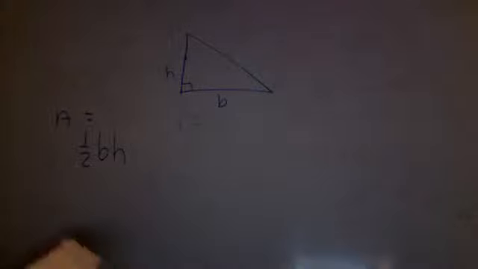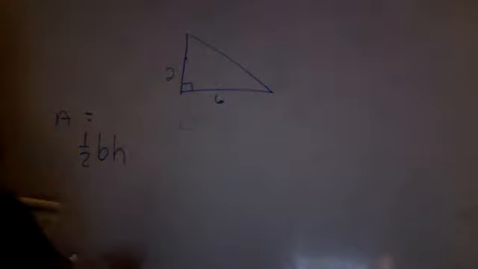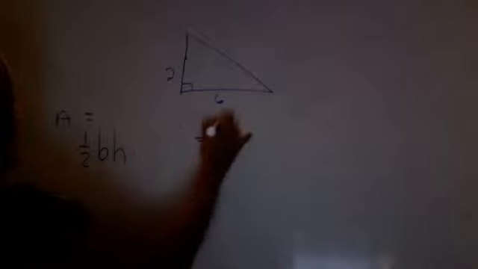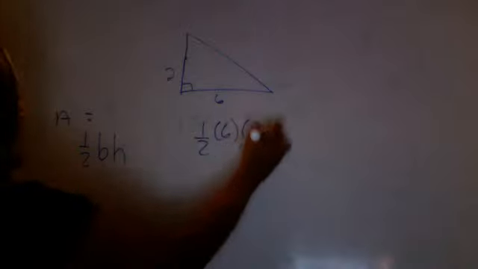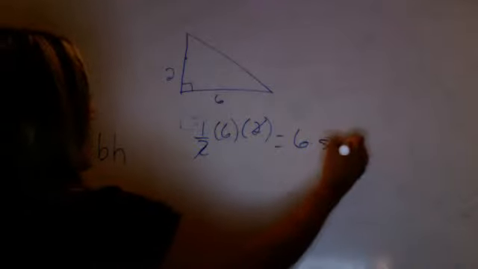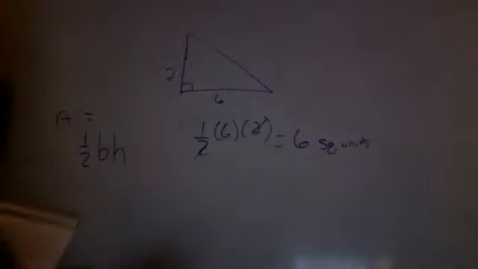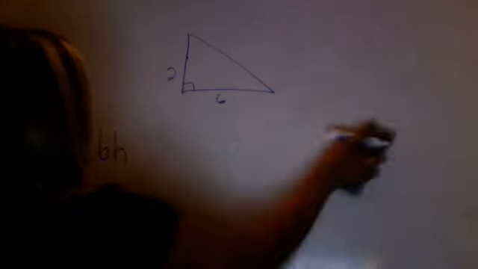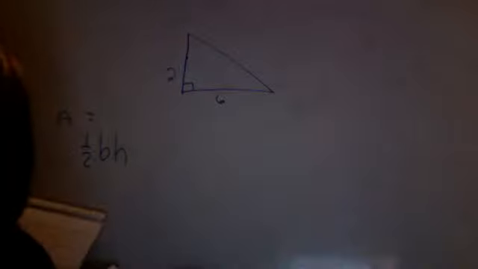So let's give this some numbers. So 6 and 2. Okay, so I'm going to do 1/2 times 6 times 2. My 2's cross out, so I simply have 6 square units. That one's pretty easy. Now let's look at 2 more types of triangles, different shapes.